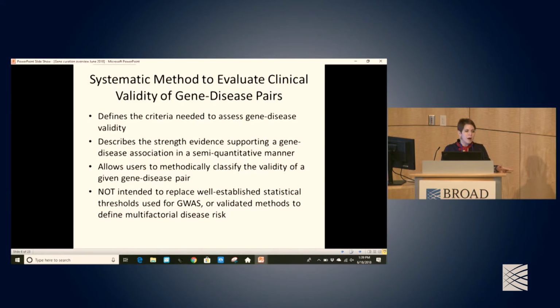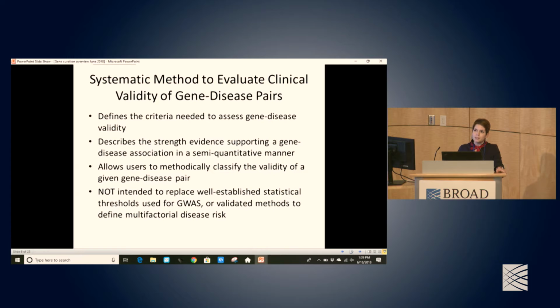So with all of that in mind, the ClinGen Gene Curation Working Group created a systematic method to evaluate the clinical validity of gene disease pairs. Through this method, we've defined the criteria needed to assess gene disease validity. We described the strength of evidence supporting that association in a semi-quantitative manner. And this allows users to methodically classify the validity of a given gene disease pair.